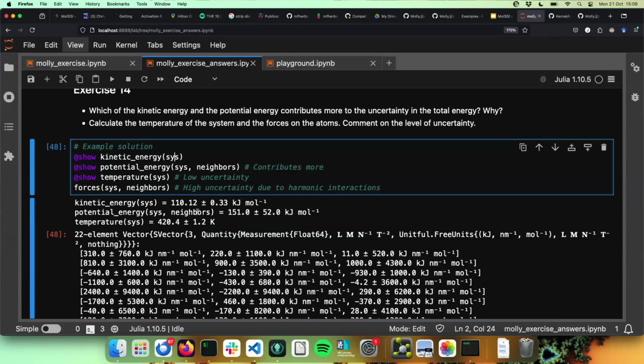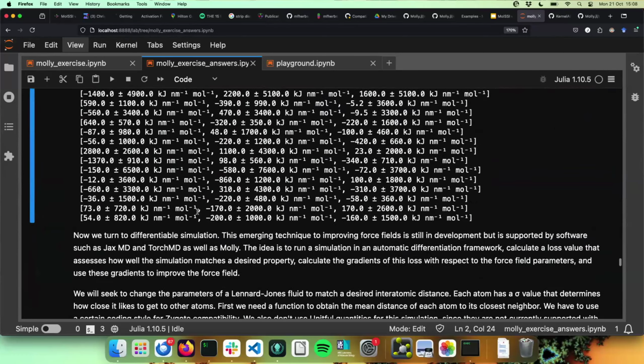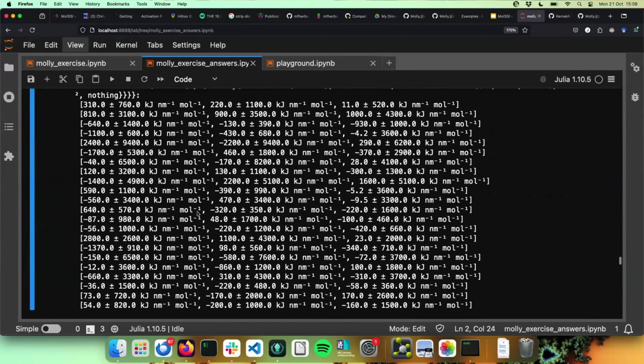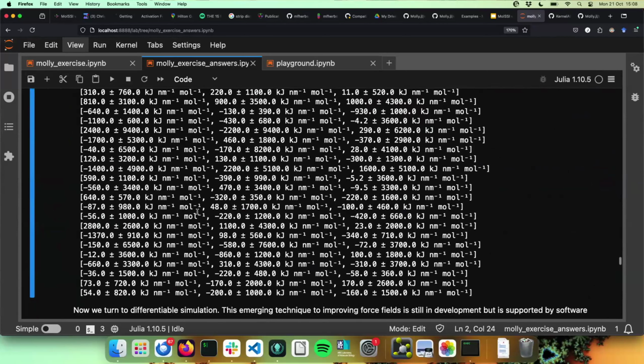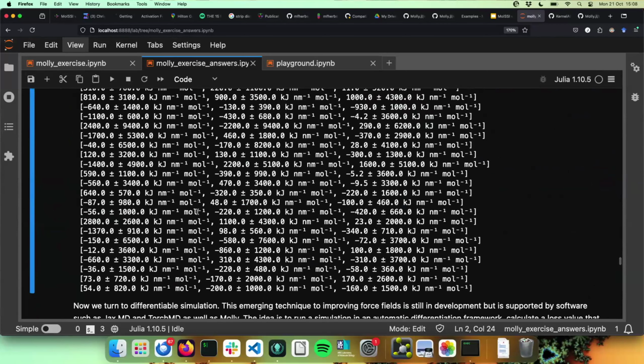And you can think about why, because the potential energy includes harmonic bonds, so slight variations in position will have a large effect there, whereas the kinetic energy is based on the squares of the velocity. So it's a bit more robust to uncertainty. And temperature is also based on the kinetic energy, so it's a bit more robust. And I don't think I'll go over the differentiable examples. If anyone wants to speak to me about those, just grab me at the break or hackathon.